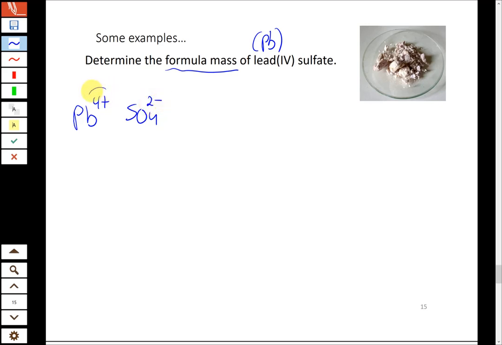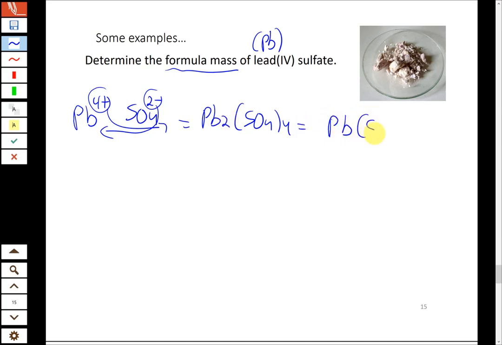So when we want to get the formula of this, again, we can take the charges and make them subscripts. So we would get Pb2 and then SO4, 4, but we want that to be the simplest ratio, so instead of 4 and 2, we write it as 1 to 2. PbSO4 to balance the charges with the smallest ratio of ions. So that's the correct formula for lead sulfate, PbSO4.